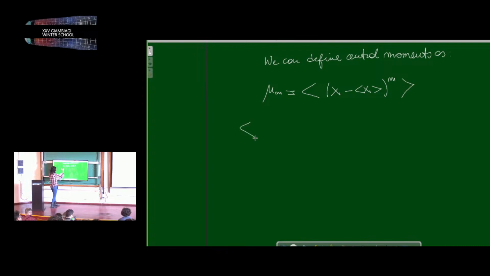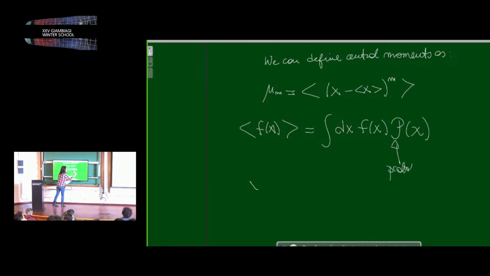Averages are defined over a particular probability distribution, okay? So the average of a function f, say, is defined as the integral of dx, f of x, the probability distribution of x, okay? This is the probability distribution.